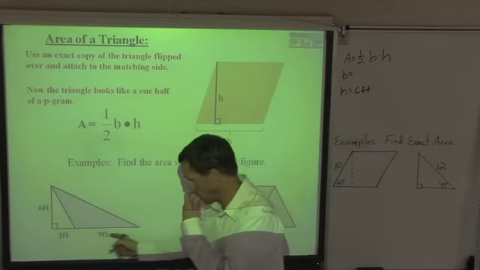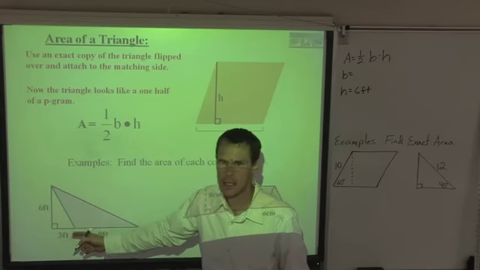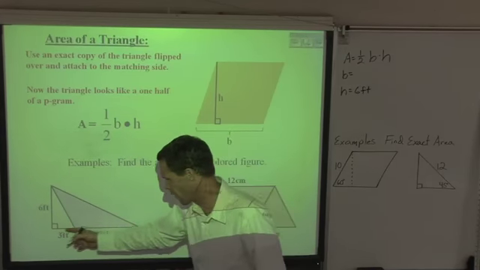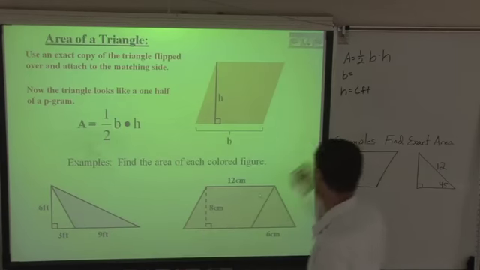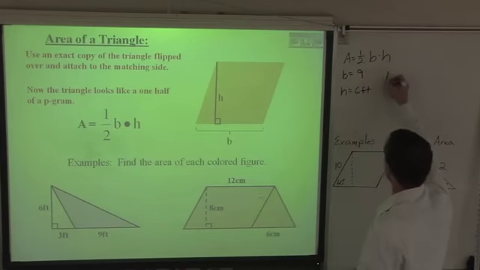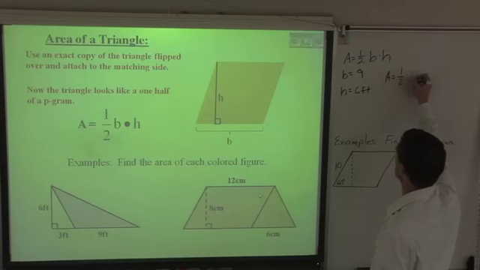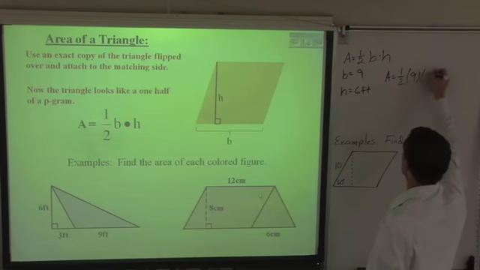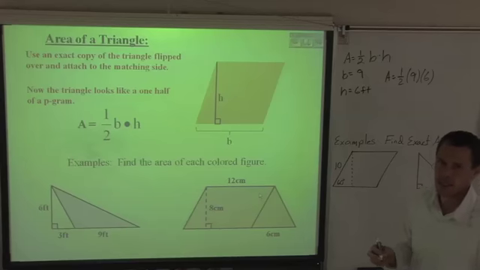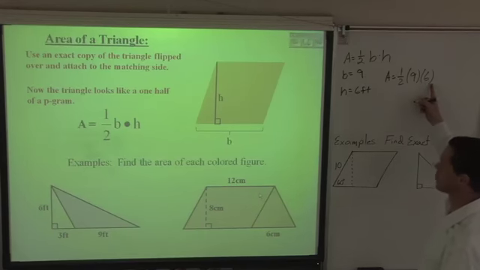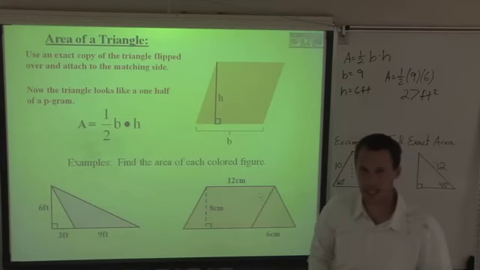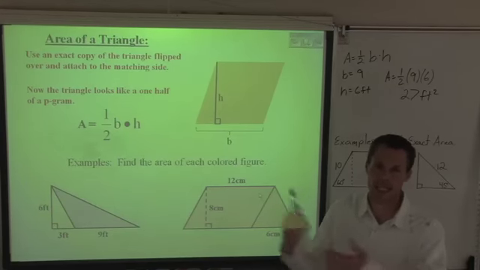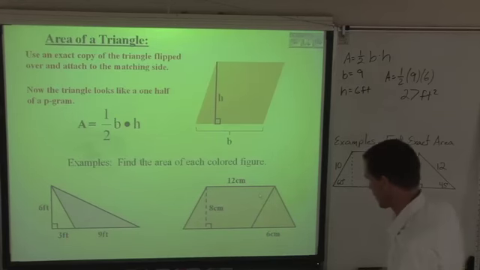The hard part is understanding the base. The base is not 12 and it's not 3. The 3 is just showing you how far out I had to go to draw the altitude. The base is 9. So my area is equal to 1/2 9 times 6. I'll take half of 6, which is 3, times 9. So 27, in this case, feet squared. That's example number 1. I'm going to erase this and look at example number 2.